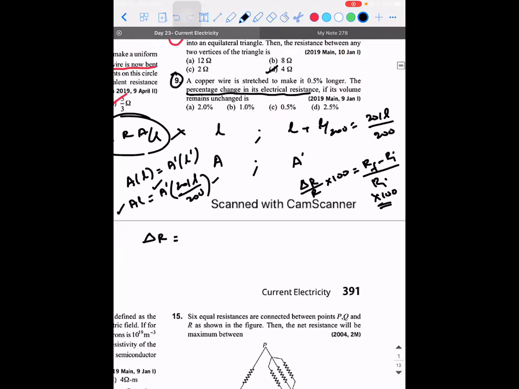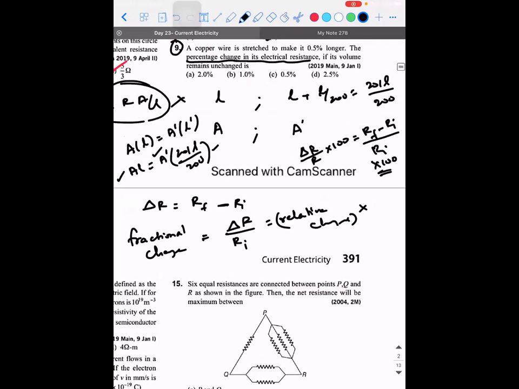If I ask for change, it is final minus initial, correct? If I ask you what is fractional change, I'm not using the word error. Fractional change means what is the change that has happened with respect to the original. I can call it a relative change also, but generally they don't use this word. They use the word fractional change. That is, a change has happened with respect to the original value, how much fraction has changed. Understood? Now if I multiply it by 100, I will call it percentage change. I'm not going to call it percentage error. That is different, this is different.